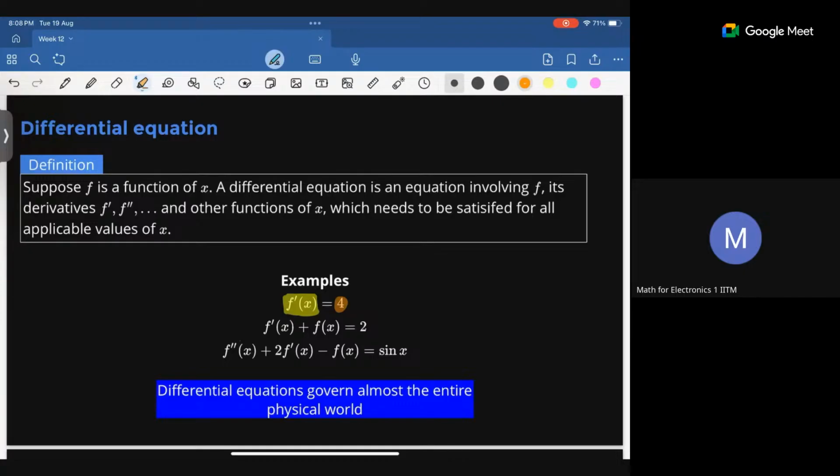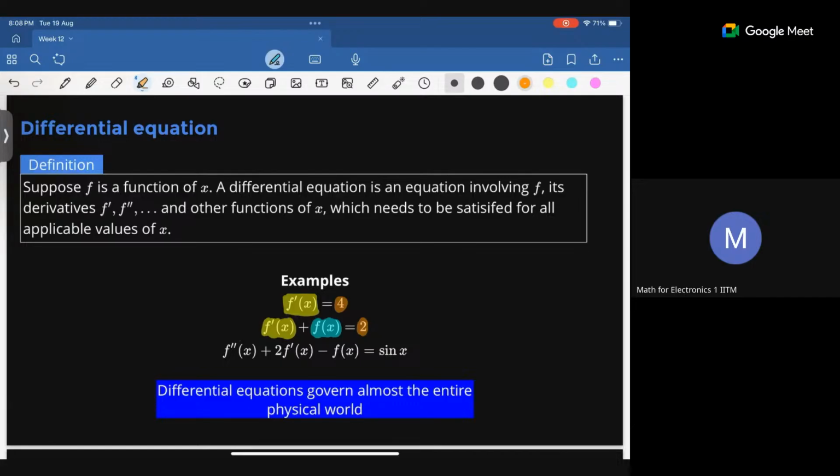Even the second example has f prime of x, and then we have f of x and then a constant, right. So this equation involves the first derivative of the function f of x and the function itself and a constant, right. So it forms an equation. This equation is also a differential equation.